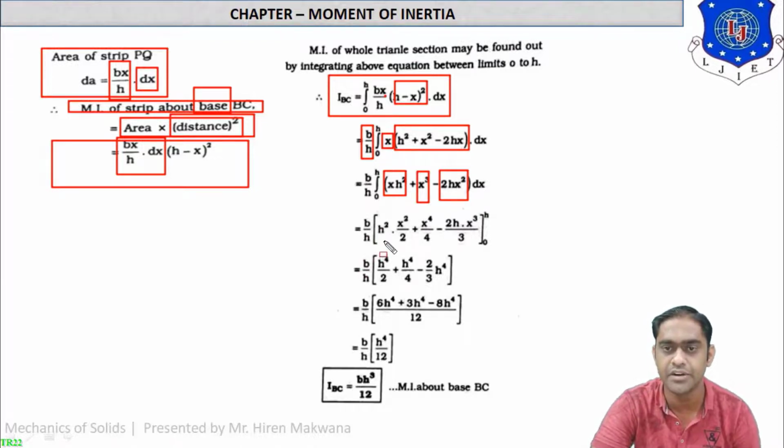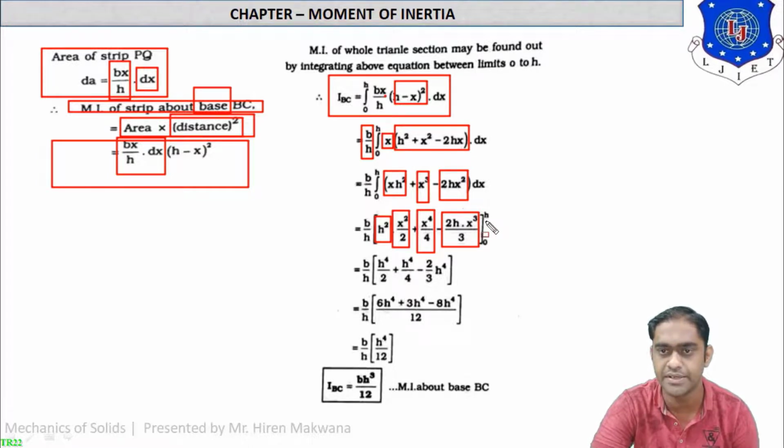Now start integration. So x is the variable, h square will be constant. Integration of x will be x square by 2. Integration of x cube is x raised to 4 by 4. Here it is 2h constant. Integration of x square will be x cube by 3. Limit from 0 to h.